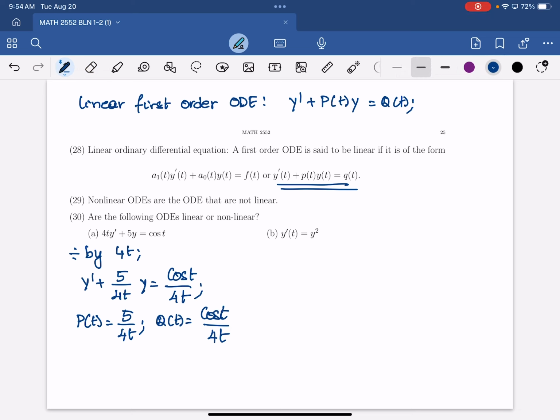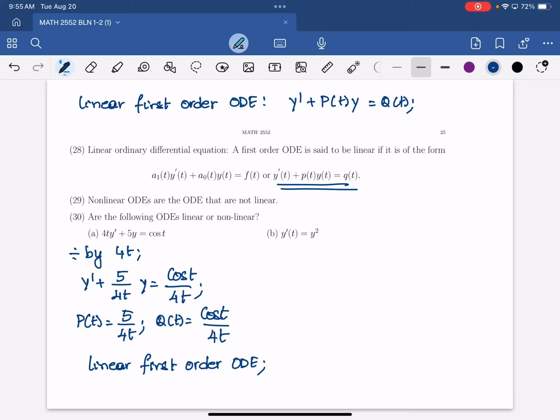So you are able to write this in the form y prime plus p of t times y equals q of t. So hence this is a linear first order ODE. Is that clear?